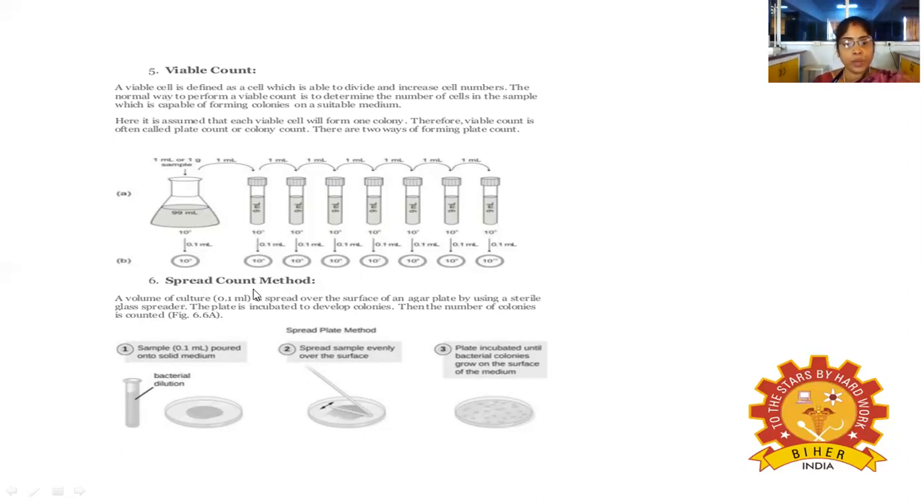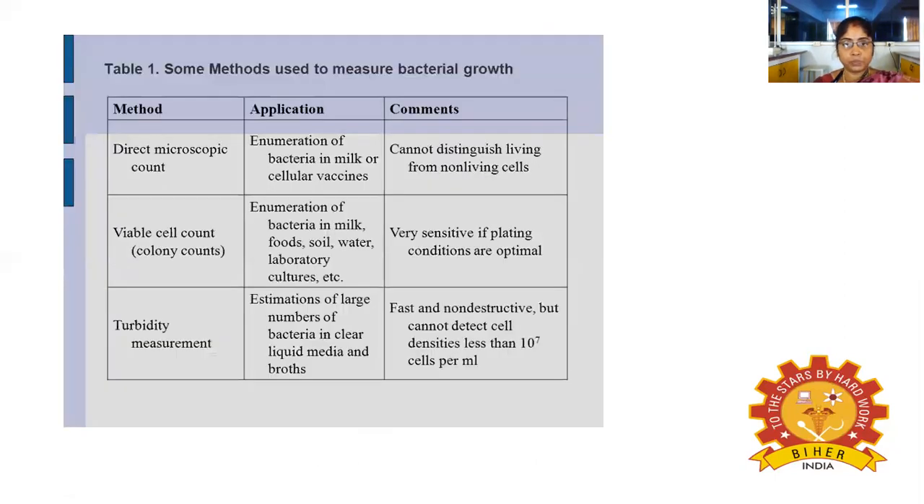The last one is the spread count method. This is how you derive the cell mass: plating on an agar plate and spreading on it with an L rod, and the plate is incubated overnight so that it forms colonies. The colonies can be made visible by a staining technique, so that it gives you the colony forming units. Based on the number of colonies formed, it can be measured.